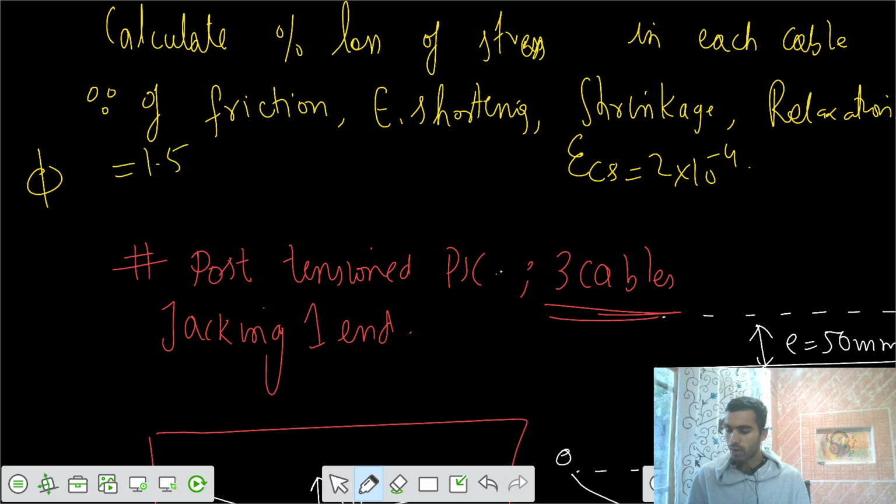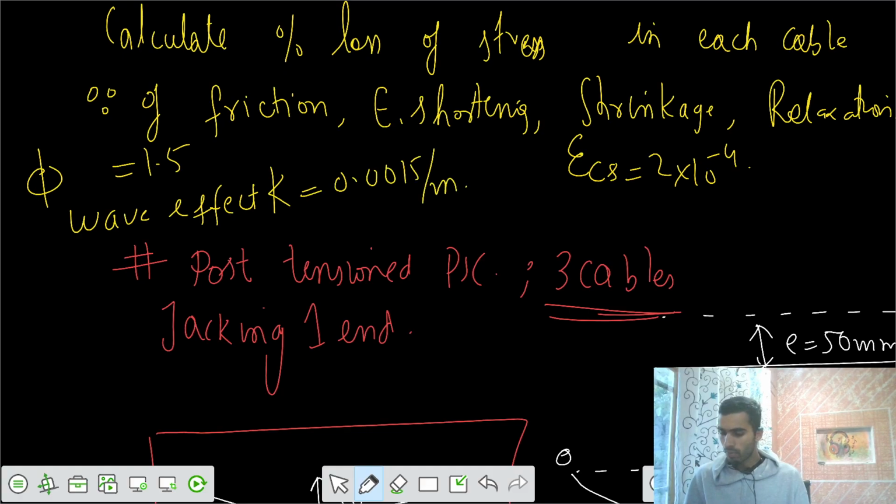That's 1.5. The wave effect is also given to you. That's actually a wobble correction factor, 0.0015 per meter. The mu value is also given to you. That's the friction along the curve, 0.35.